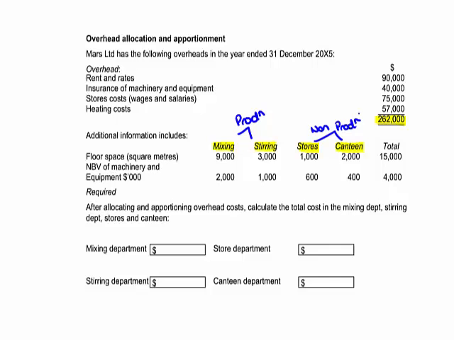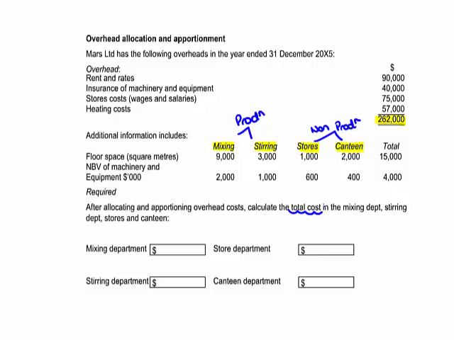And we're given some additional information about each of those departments, which will help us to allocate and apportion the overheads given above. And what we have to do then is to work out what the total cost should be in each of the departments. And we're going to do it for each of the departments for completeness, but in the exam I would expect that you would do it for one department.